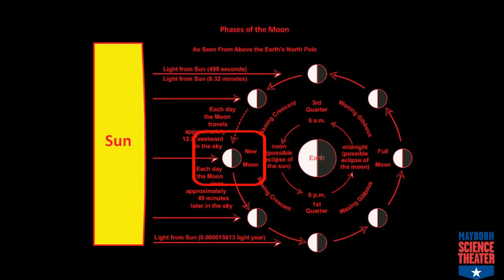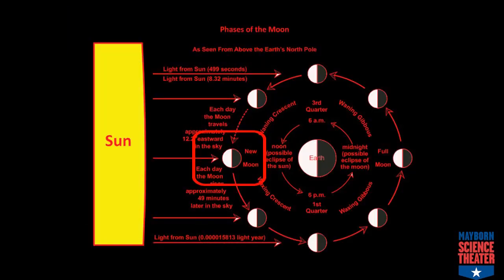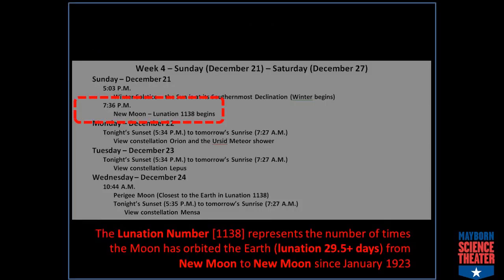Now, the other thing we said on there, back up, we're going to have a new moon. And we see right here, new moon. And it said lunation 1138. So what in the world does that mean? There we go. Lunation is a number, and it's kept track of.